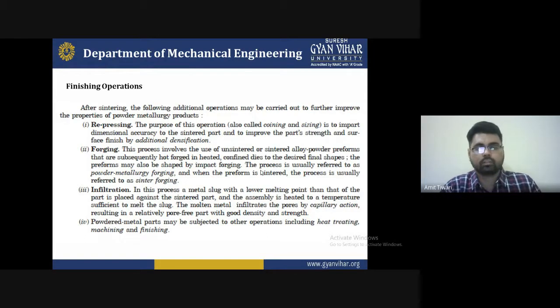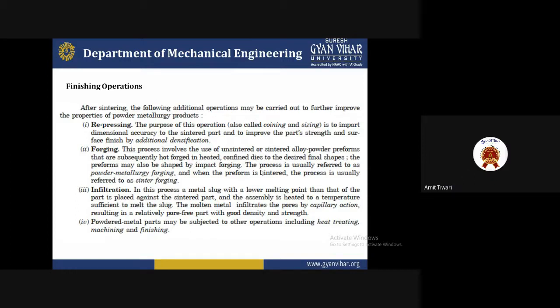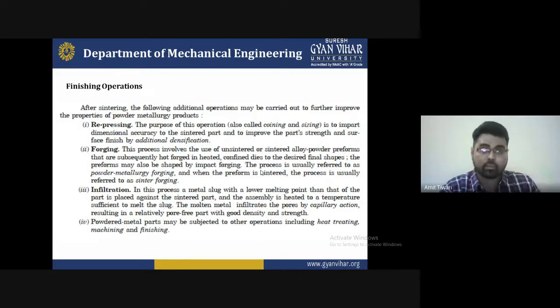The first is repressing. The purpose of the operation, also called coining, sizing, etc., is to impart dimensional accuracy to the sintered part and to improve the part strength and stress by the additional densification.